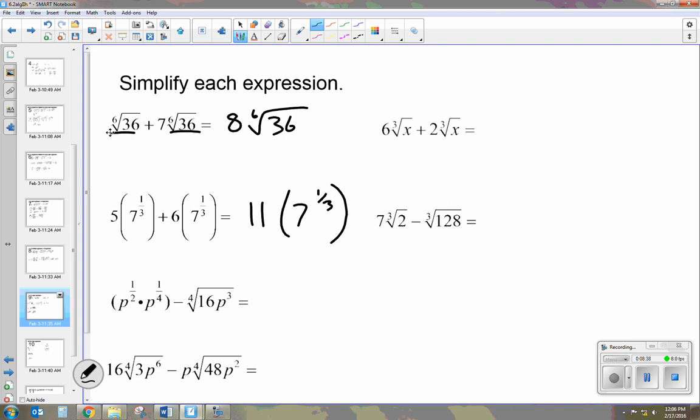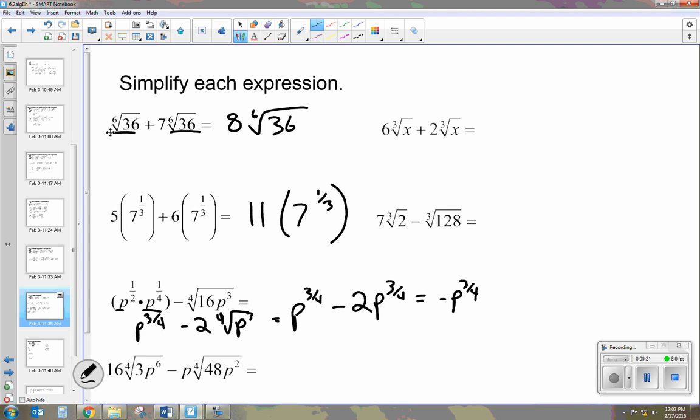This next problem is kind of multiple steps. Because we've got numbers with the same bases here, we can simply just add the exponents, at which point we are left with p to the 3/4. And then over here, we know that 16 is 2 to the 4th, so we can pull out a 2 times the fourth root of p cubed. This can be rewritten, though, as p to the 3/4 minus 2p to the 3/4, and then we're just left with negative p to the 3/4.